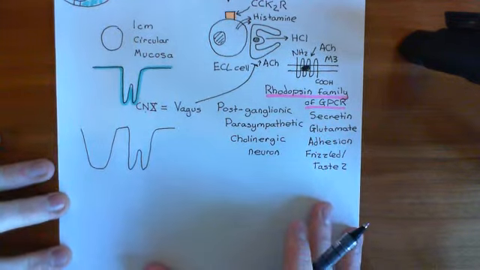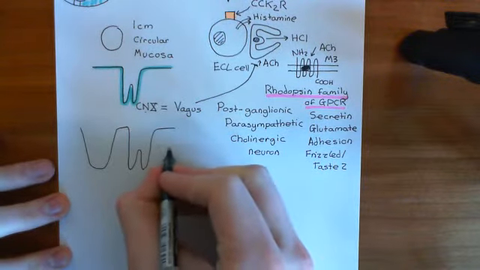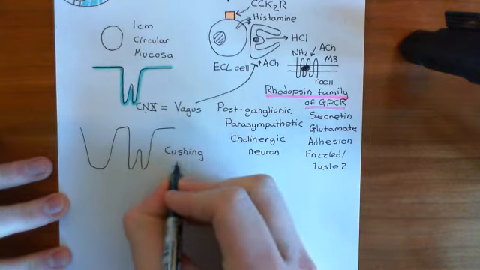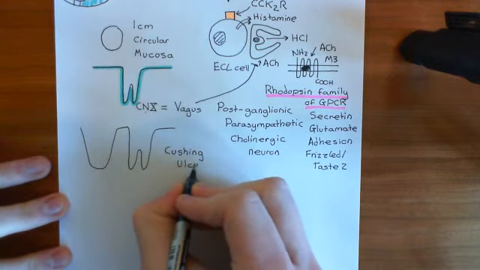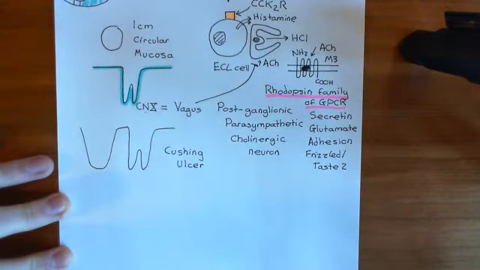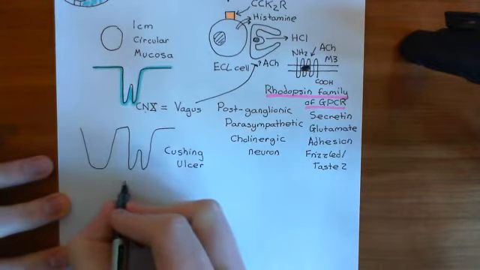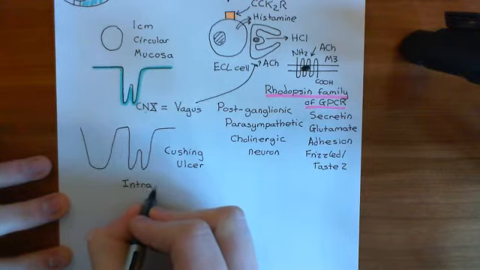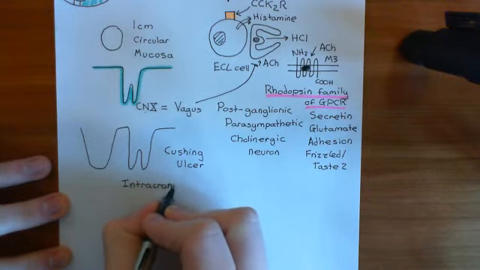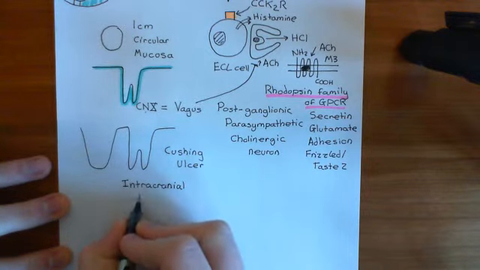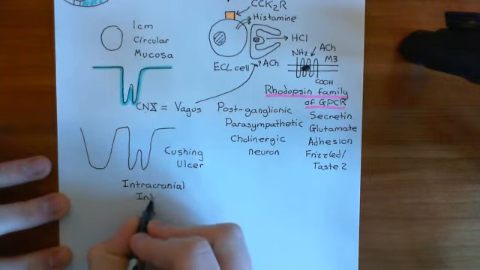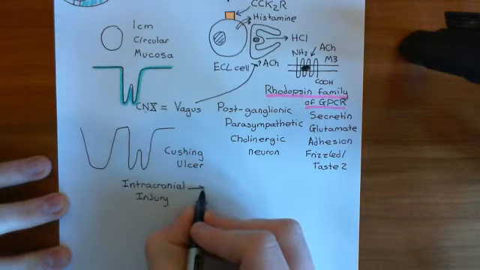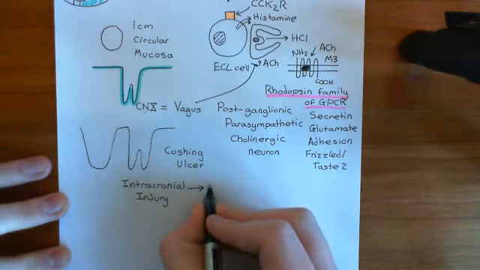Okay, right. So the first type of gastric ulcer I want to discuss is Cushing's ulcer, or a Cushing ulcer. And basically, these are due to an intracranial injury. So if you get some sort of intracranial injury, then you can end up with acute gastric ulceration. Now, how does this work? Well, basically, the thought is that the intracranial injury causes activation of the vagus nerve, inappropriate activation of the vagus nerve.